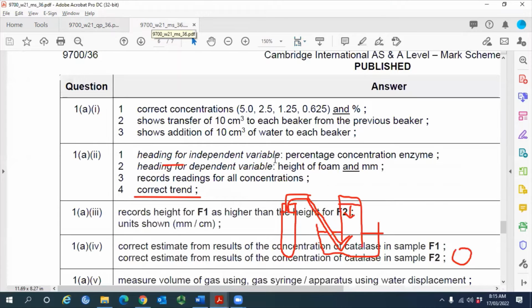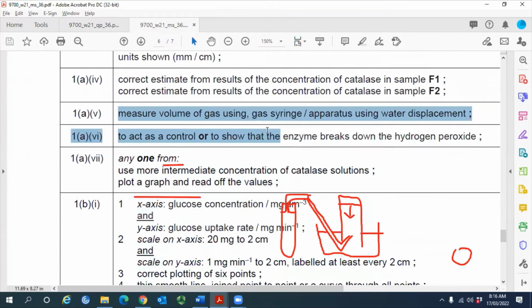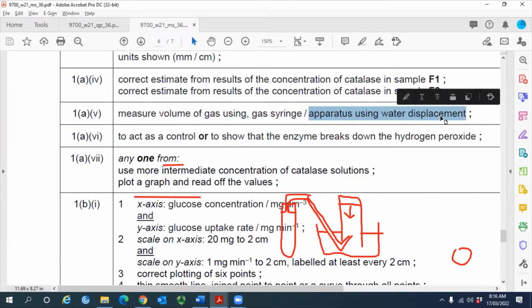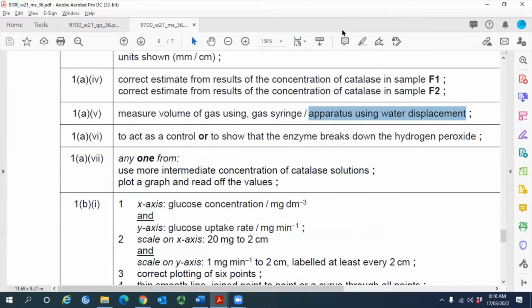So look at the answer. It says, measure the volume of gas used using a gas syringe or apparatus using water displacement. So this is actually water displacement or any other description that shows that this is what you meant. So next question.